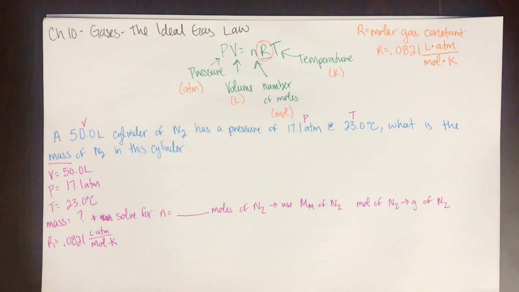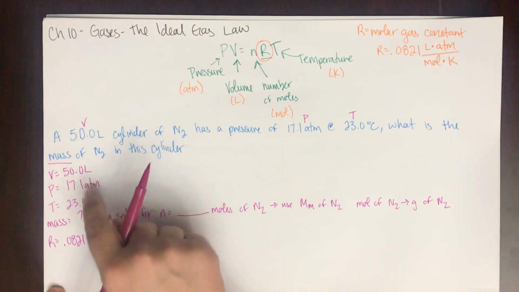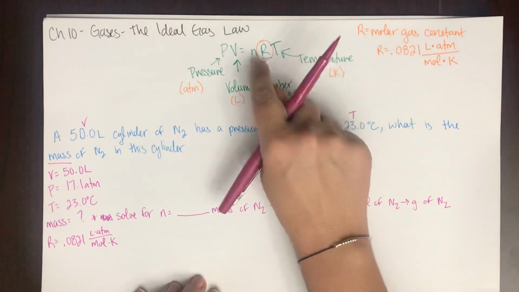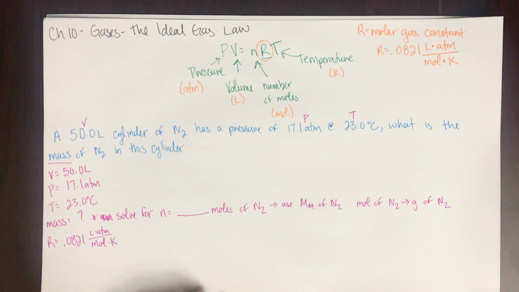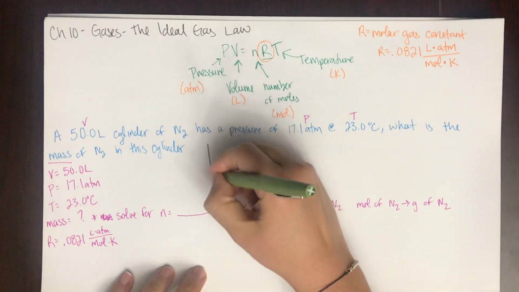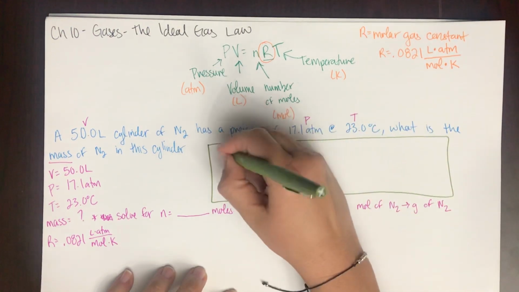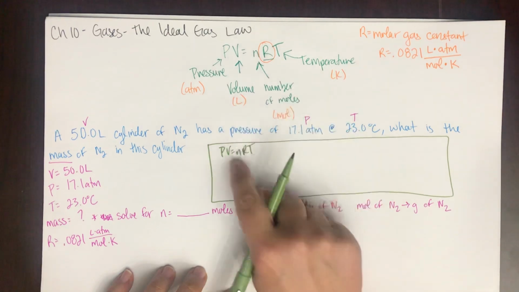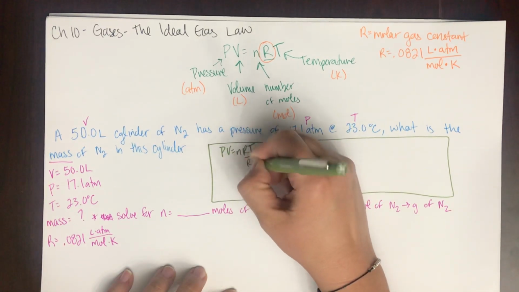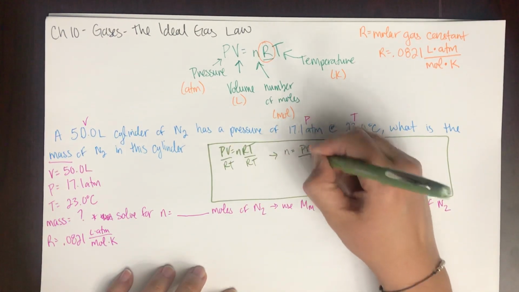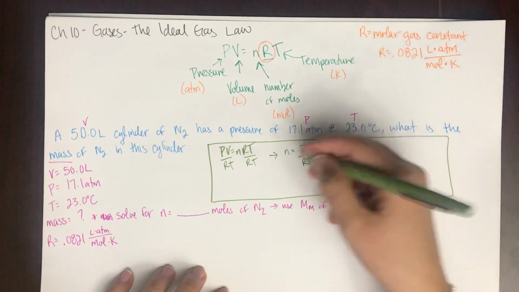Okay, so let's do this. So we have volume, pressure, temperature, and R, and we need to solve for n. So I'm going to rearrange this equation to solve for n. If I have PV equals nRT and I want to solve for n, I'm going to divide both sides by RT. And then I have n equals PV over RT to solve for n.